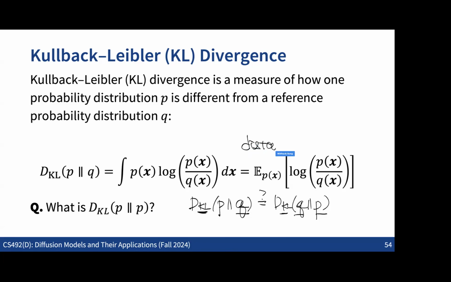A distance is a symmetric measure. So whether you swap P and Q or not, the output should be the same. But for the KL divergence, if you swap P and Q, the quantity becomes different. The only case where the two become the same is when P and Q are identical, when they are basically 0. Otherwise, the two quantities may not be the same. So this divergence is not a distance, but an asymmetric measure of the closeness from one distribution to the other.